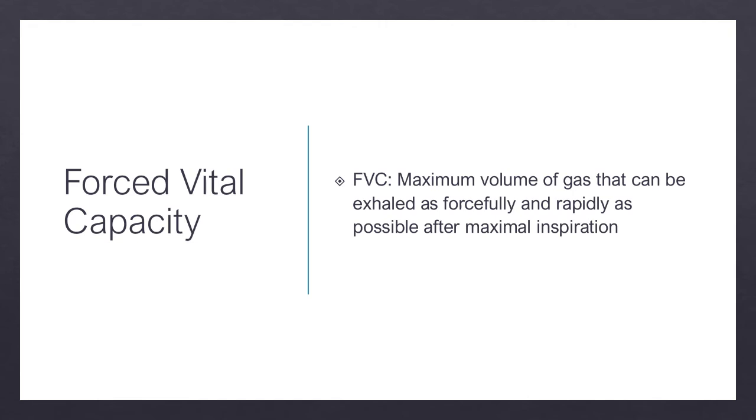Let's talk about forced vital capacity first. An FVC is the maximum volume of gas that can be exhaled as forcefully and as rapidly as possible after a maximal breath in. FVC is one of the most commonly performed pulmonary function measurements, and in a normal individual, the amount of time required to complete an FVC is about 4 to 6 seconds. However, in obstructive lung disease, it often takes much longer to exhale.